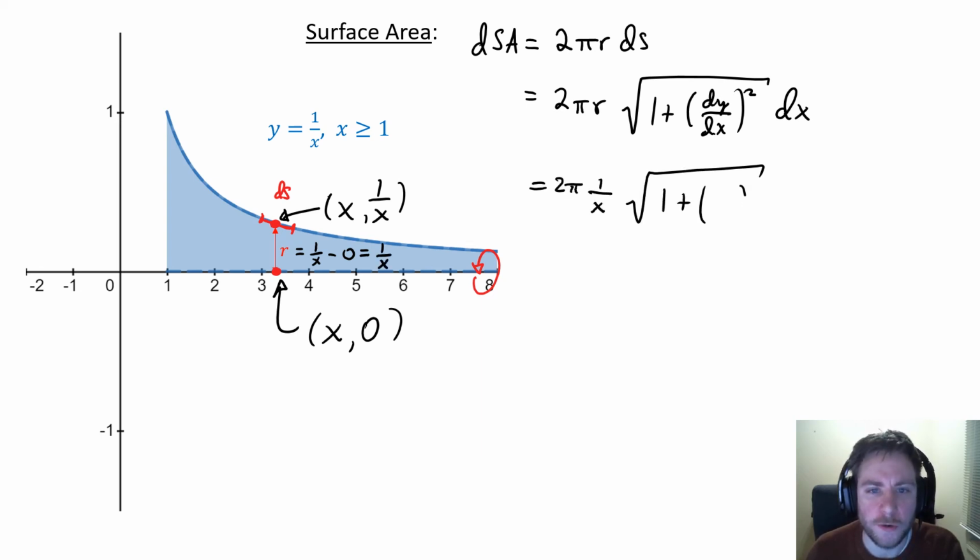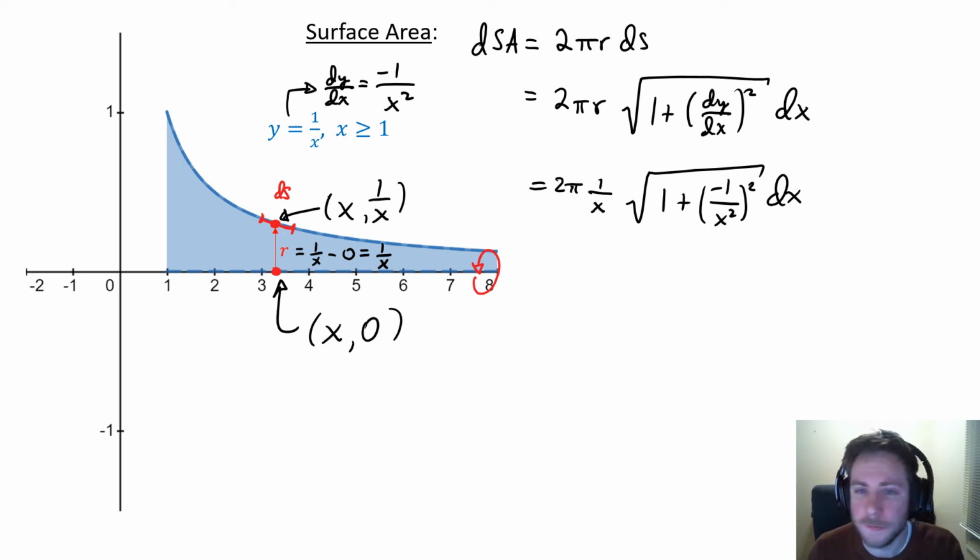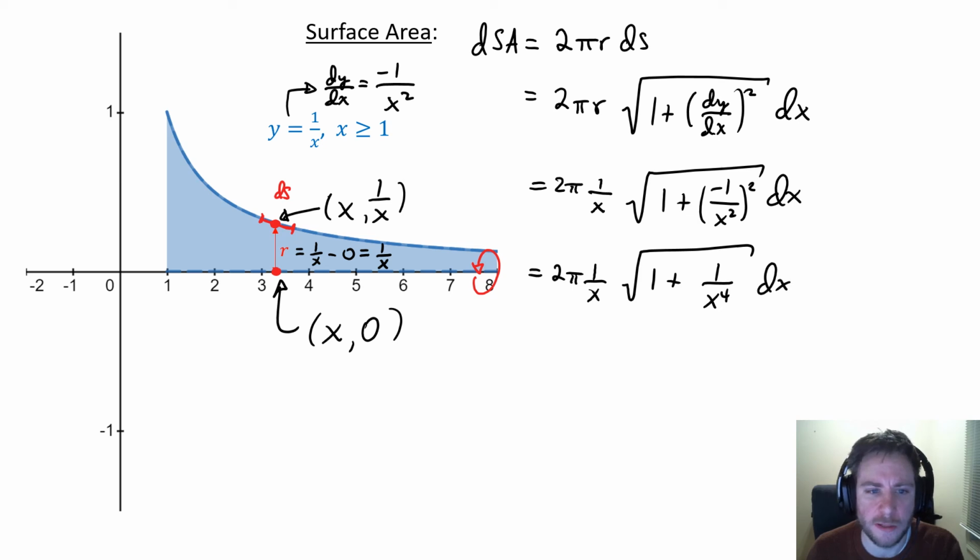So plug in 1 over x as r, and then the only thing we still need is dy over dx. That represents the derivative of our function, and it's easy to check that this is minus 1 over x squared, so pause and verify this if necessary. After plugging this derivative into our surface area formula, we've got everything we need, but a little simplification doesn't hurt at this stage.